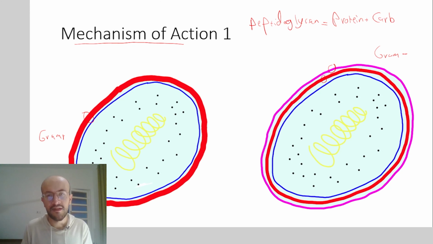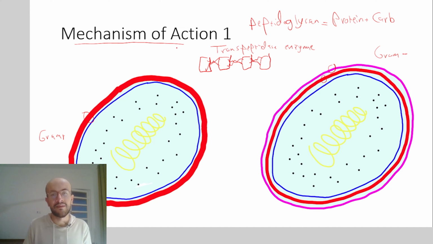The glycan units of the bacterial cell wall are linked together by cross links. The cross links are formed by the help of an enzyme called the transpeptidase enzyme. And penicillin works on this enzyme.